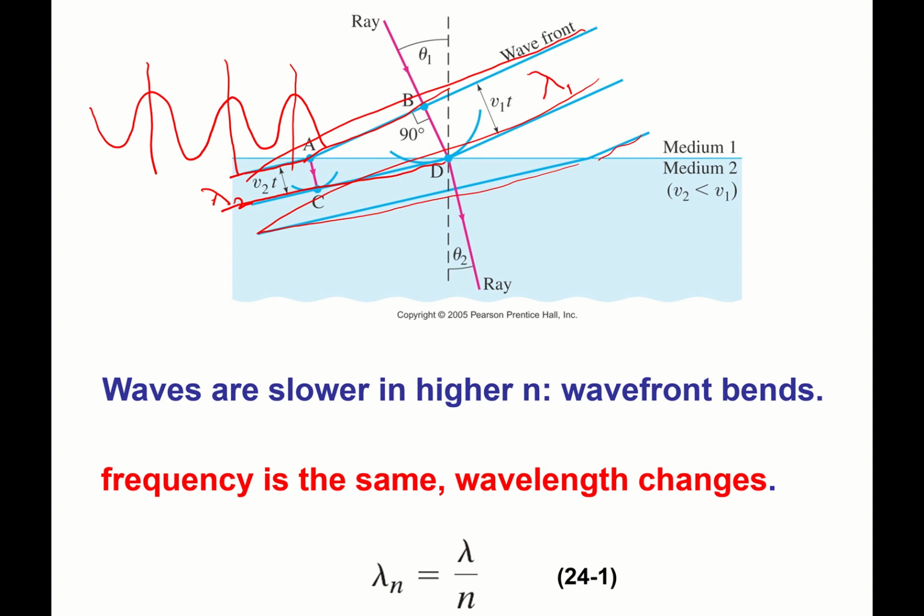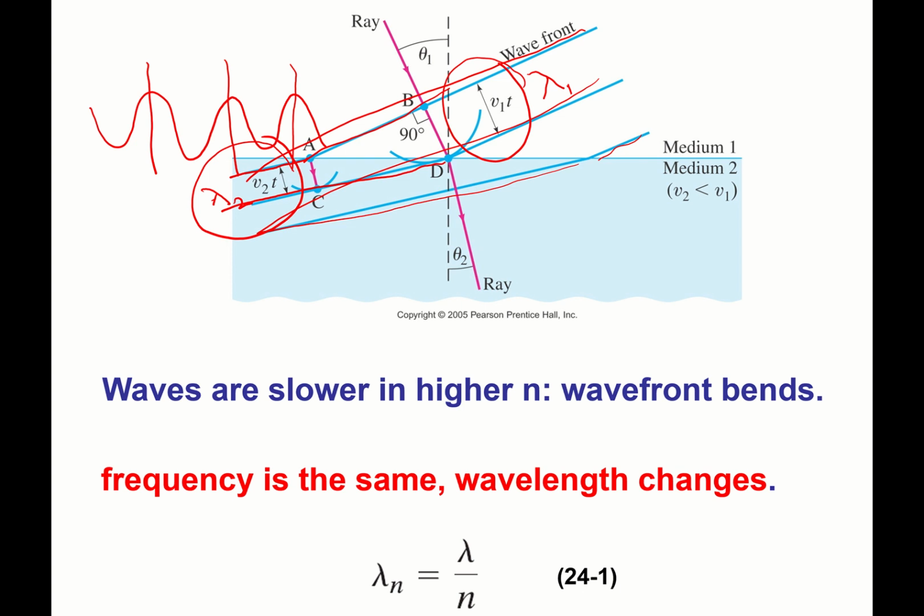If you look at the wavelengths, the distance between the two columns of soldiers is equal to the speed they're going times the time between them. So you can see that the wavelength when they're walking faster is going to be bigger than the wavelength when they're walking slower. So that's a good analogy of what's happening with light.